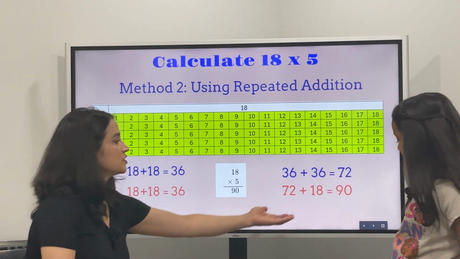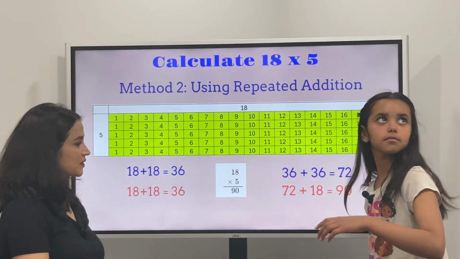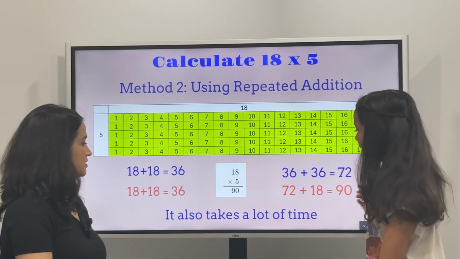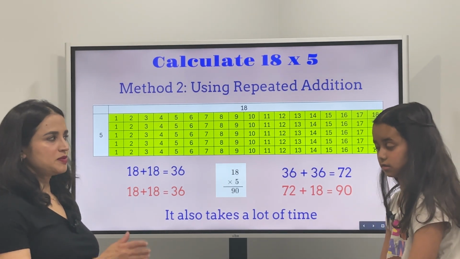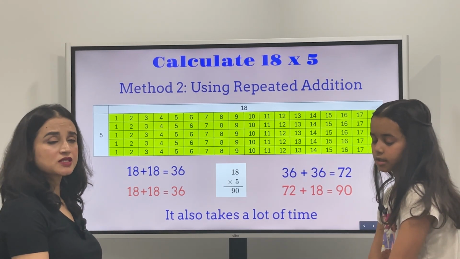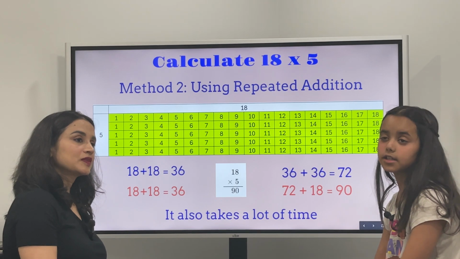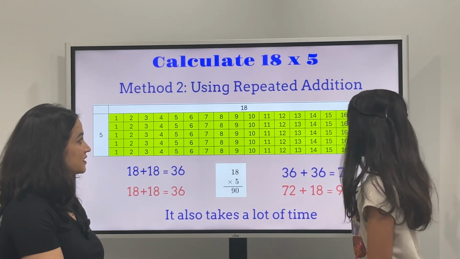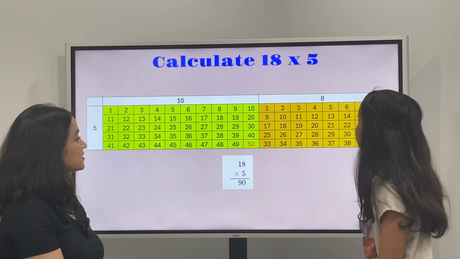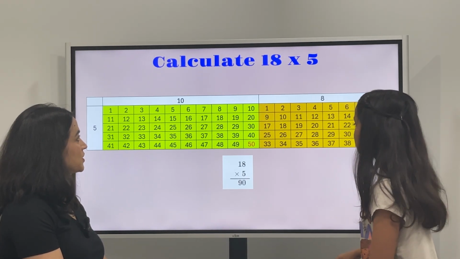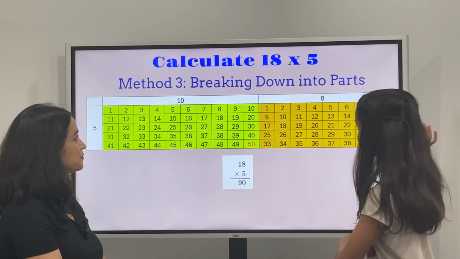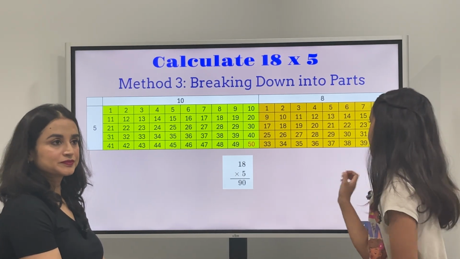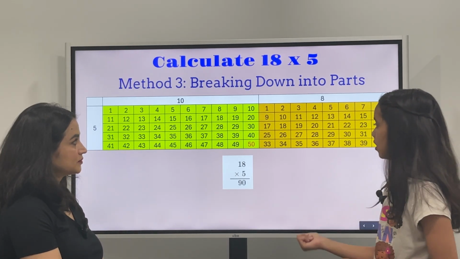Okay, next one. It's also a little bit less time, but it still takes a lot of time. Next. There is a fly here. Bug. So what is this method? Method 3: breaking down into parts.